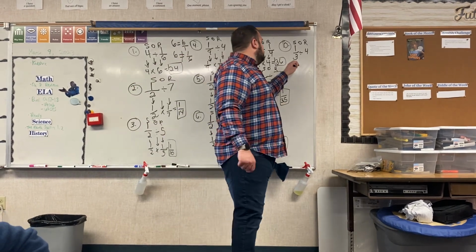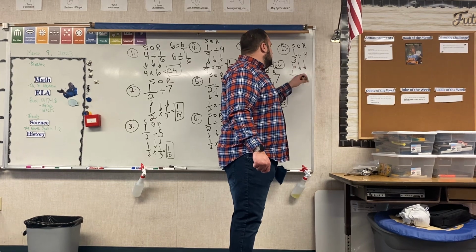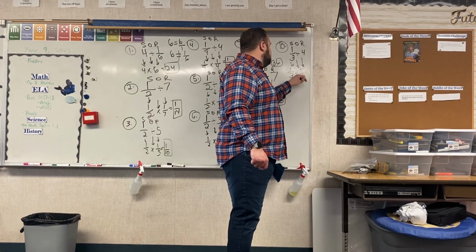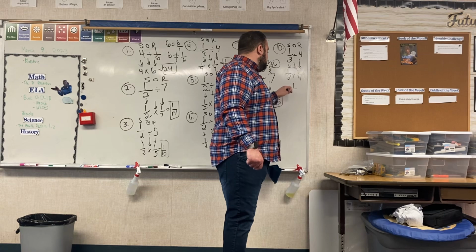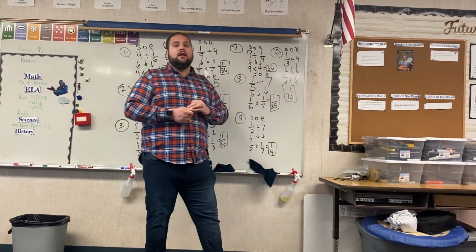Okay? So 1/3 stays the same. Opposite division multiplication. And the reciprocal of 4 is 1/4. 1 times 1 is 1. 3 times 4 is 12. 1/12 is your final answer. Okay, pause it, turn.